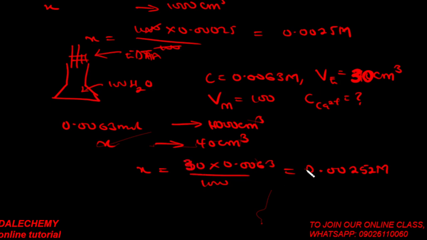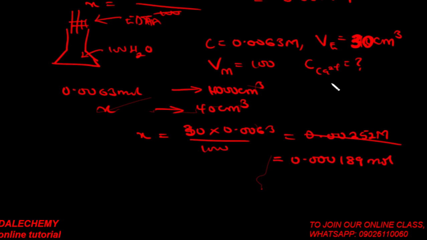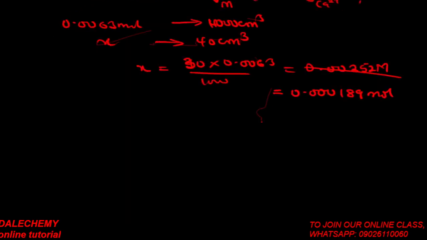We should not get the same answer actually. So that should be 30 times 0.0063 divided by 1000. Good. So X is now equal to 0.000189 mole. So that is the number of moles of EDTA that reacts. Since they react in 1:1, it will be the same as the number of moles of calcium.